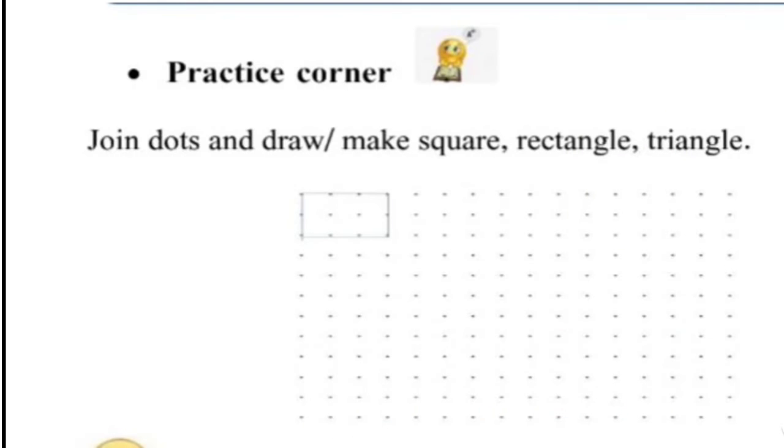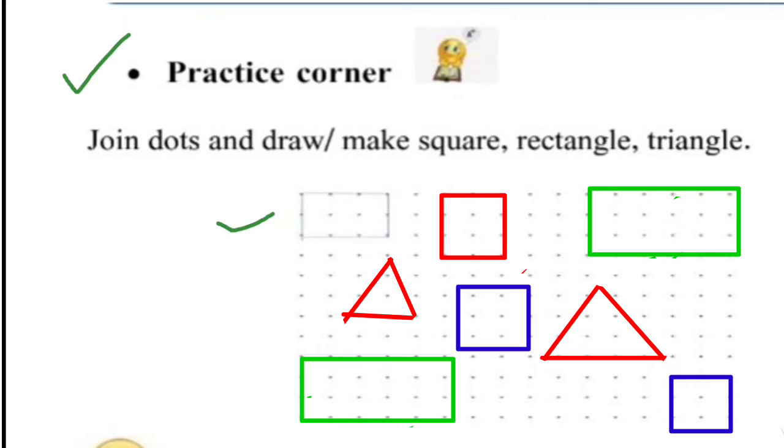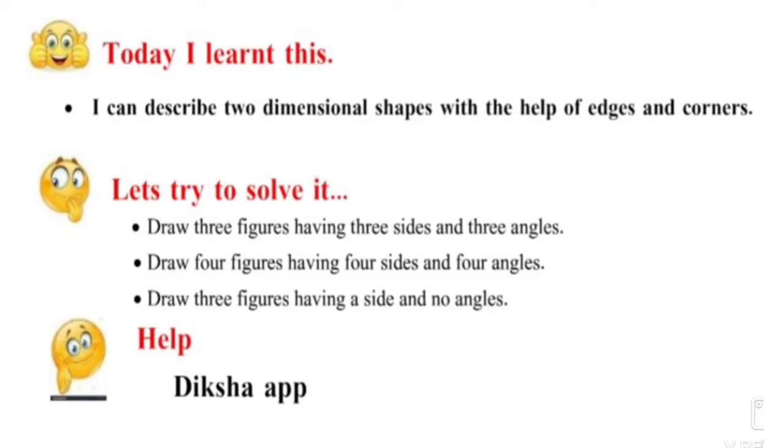Dear students, practice corner. In the practice corner, you have to join dots and draw or make a square, rectangle and triangle. There is one rectangle here. So you have to draw square, rectangle and triangle. Understood? Very good. Dear students, what did we learn today? Today we learned this: can you describe two-dimensional shapes with the help of edges and corners?